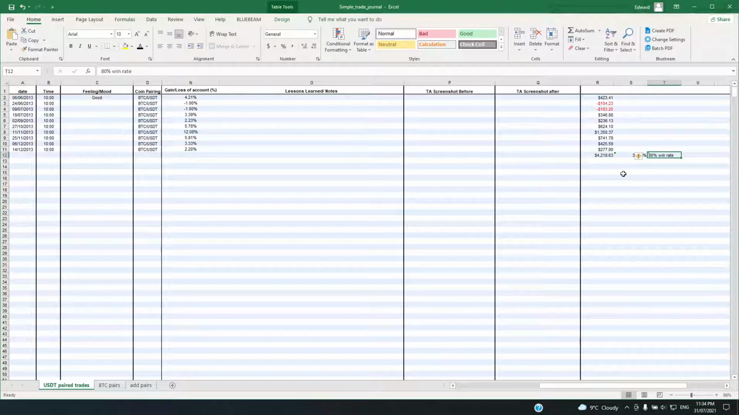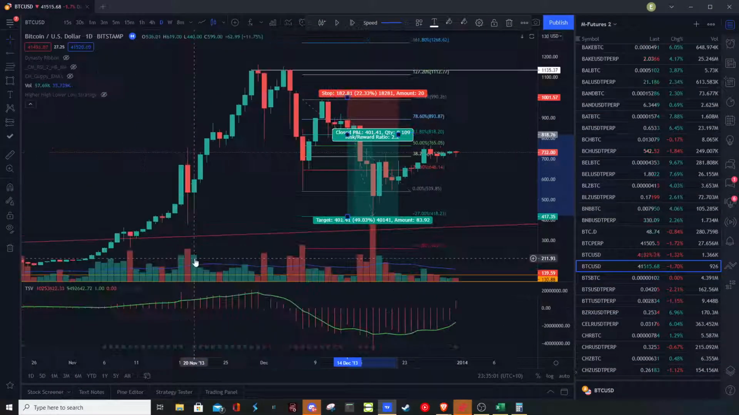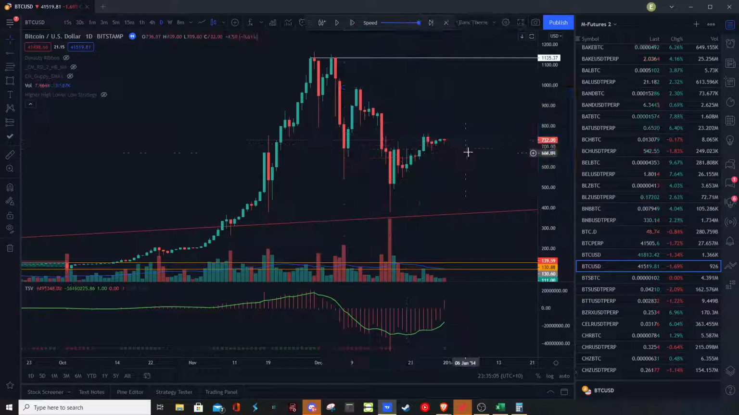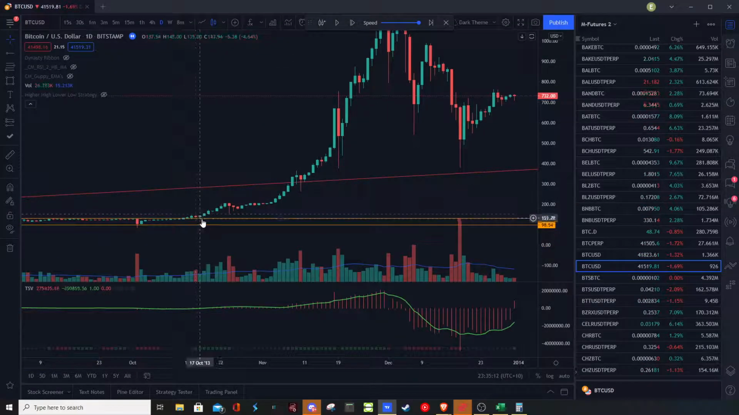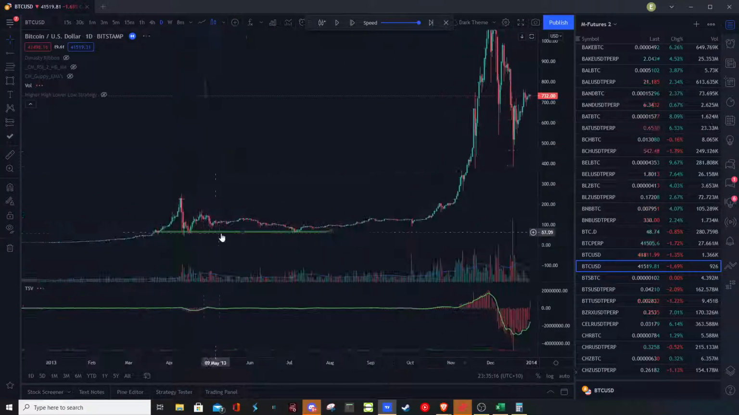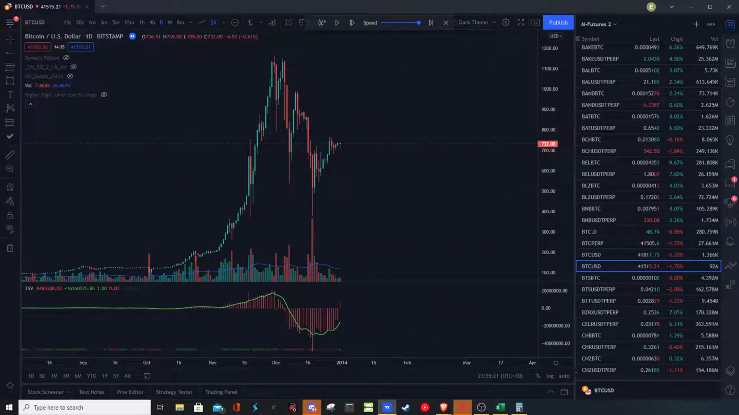Alright, so yeah, and that's how you'd backtest. And it's mainly just using Fibonacci, volume, market structure. So, double tops, high lows. So that's 10 trades.